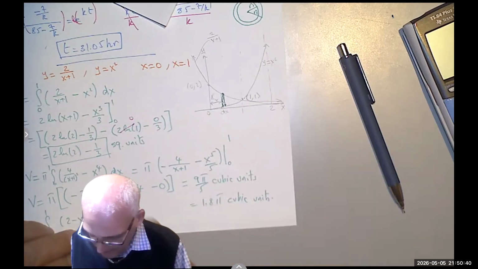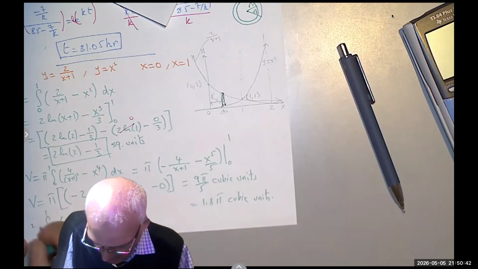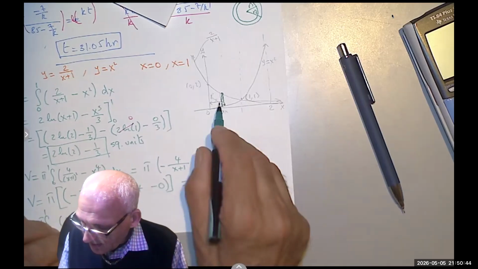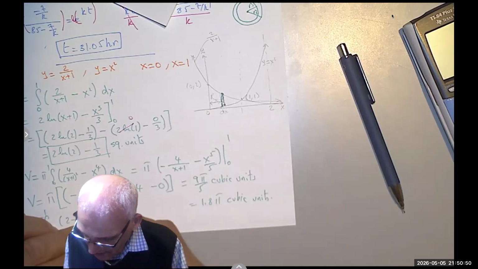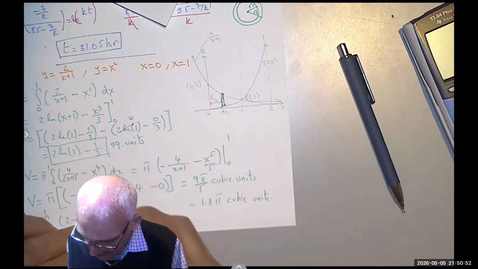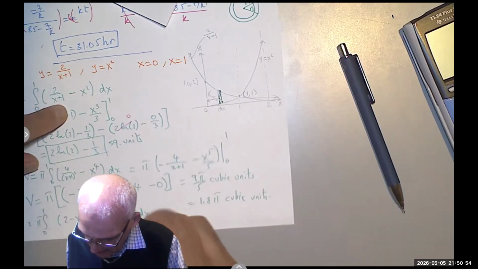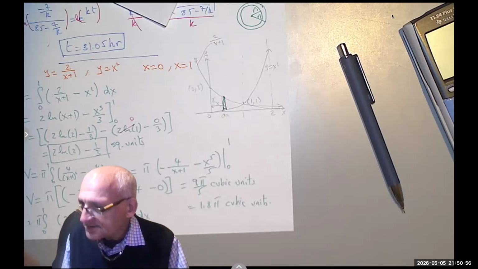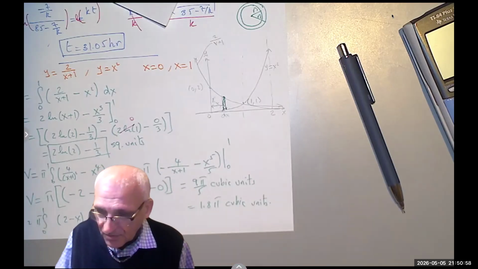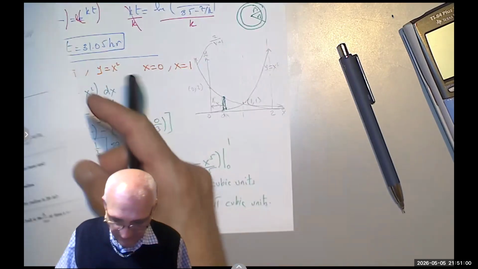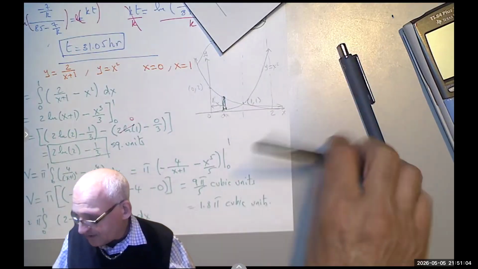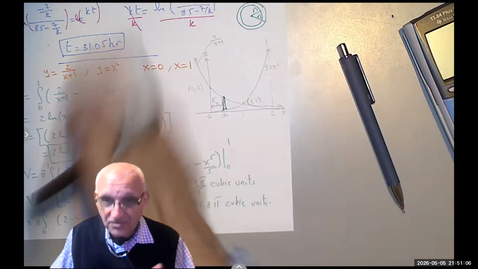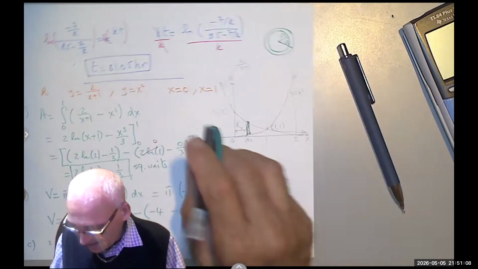So that becomes 2 pi times r, which is 2 over x plus 1 minus x squared dx, something like that. And they tell you don't evaluate it. Of course, that would be very tough to evaluate, especially that you don't have a calculator, so you cannot plug it in.